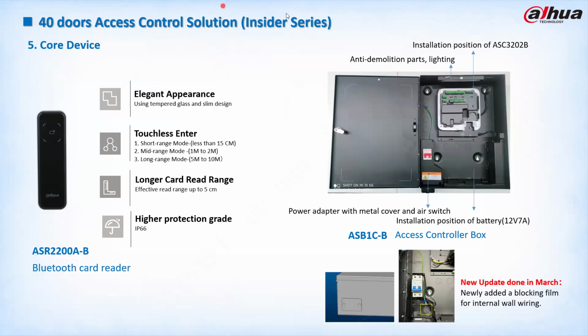The other core devices that can be used with this series include this Bluetooth card reader, which comes with a different elegant appearance. It's touchless, supports the 3 range modes that we talked about before, and supports a longer card reader range up to 5 centimeters. So just place your card slightly next to the device and it is going to be ID'd. Then we have a high protection grade, that is IP66.